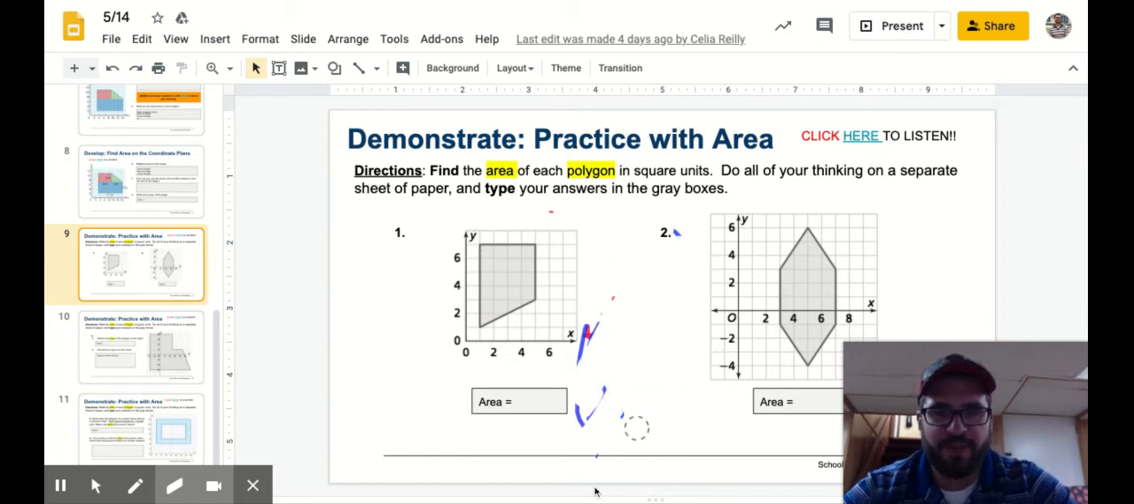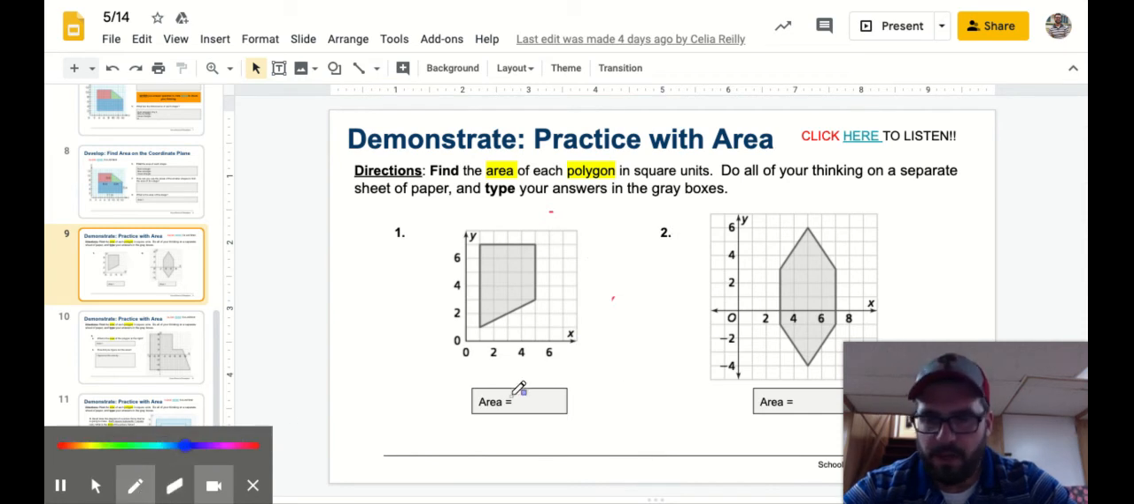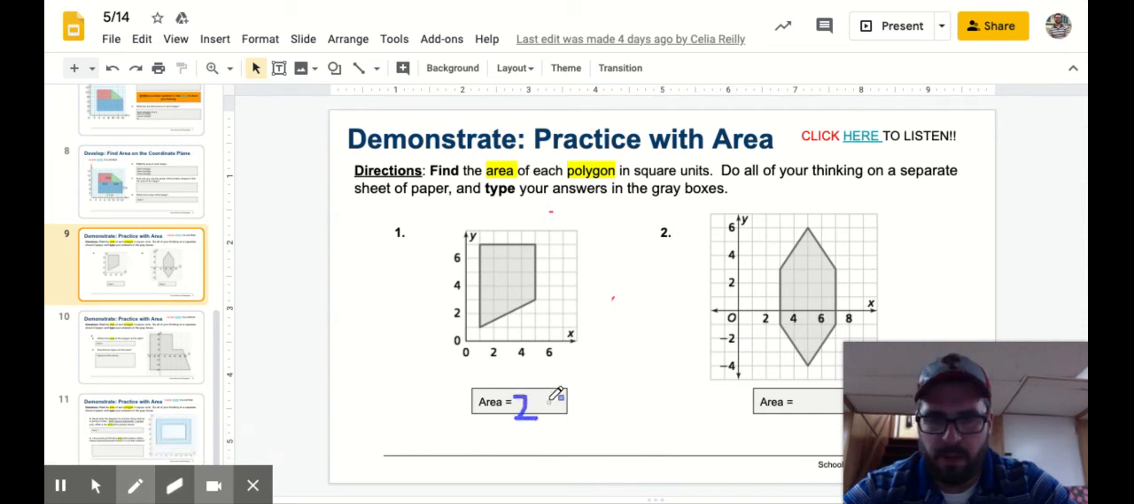Sorry, wish there was a faster process for this. 20 units squared. All right, now I'm going to close out the picture of me so I can do the next problem.